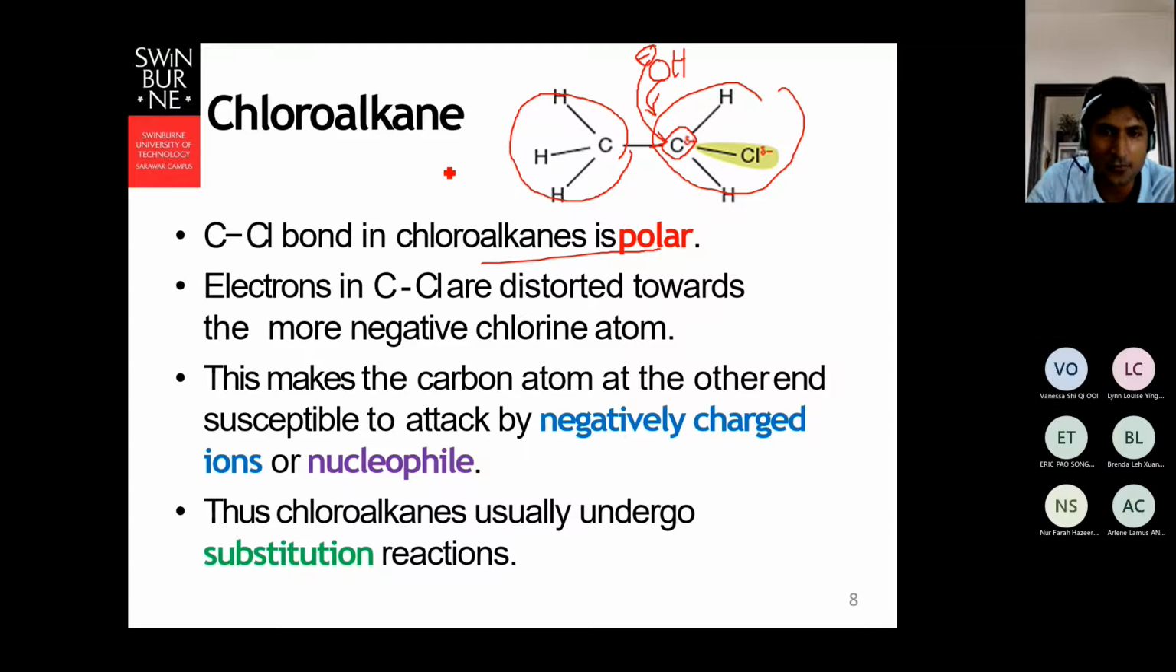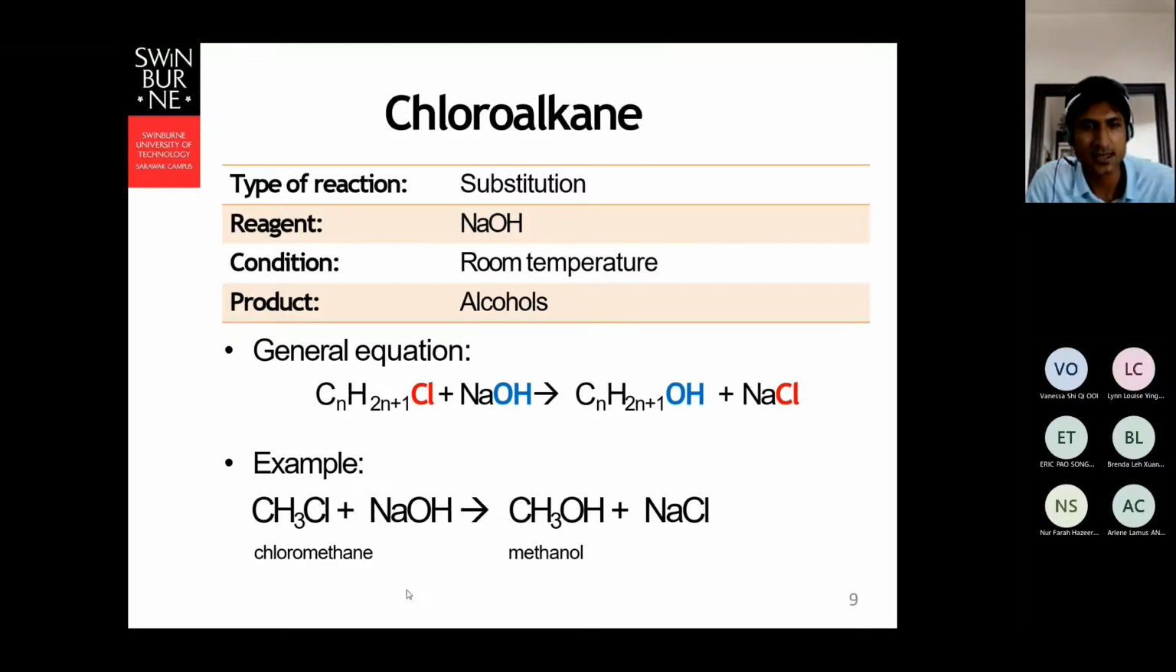That is called a nucleophile. The negative ion looks for the nucleus, or the nucleus is positively charged, right? So something that looks for the nucleus is called a nucleophile. And that is why the reaction becomes much easier now compared to the hydrocarbons.